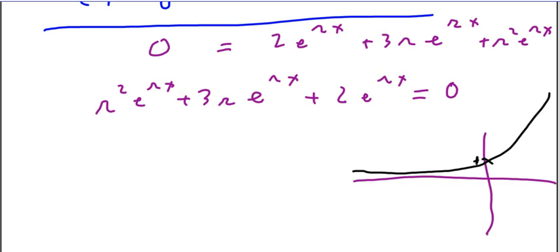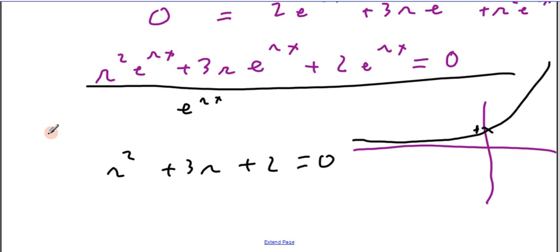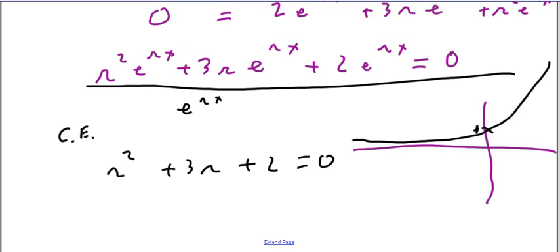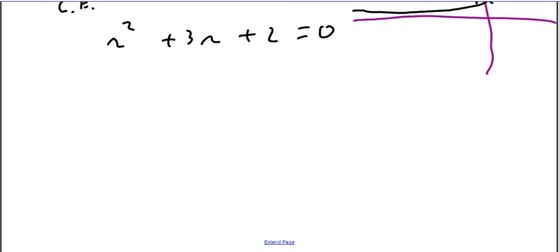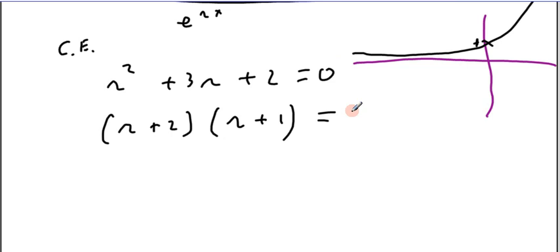So if I divide both sides by e to the rx, I get r squared plus 3r plus 2 is equal to 0. I call that my characteristic equation for the differential equation. My differential equation was y double prime plus 3y prime plus 2y, and my characteristic equation is r squared plus 3r plus 2. Isn't that convenient? And it works every time. So we're going to factor it out: (r plus 2)(r plus 1) is 0. And my r is going to have a solution of minus 2 and minus 1.